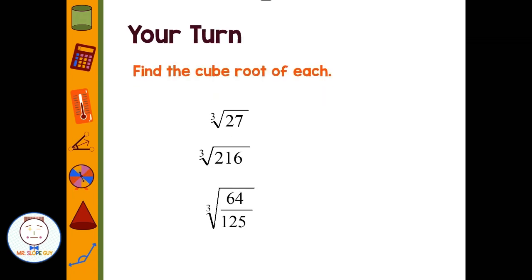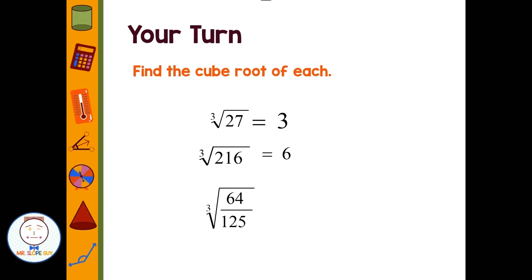You guys see if you can use the cube root function of your calculator to find the cube root of these 3 numbers. Pause the video here, come back and check, see how you did. All right, welcome back. Cube root of 27 is 3. Cube root of 216 is 6. This one's a little harder than the last one.